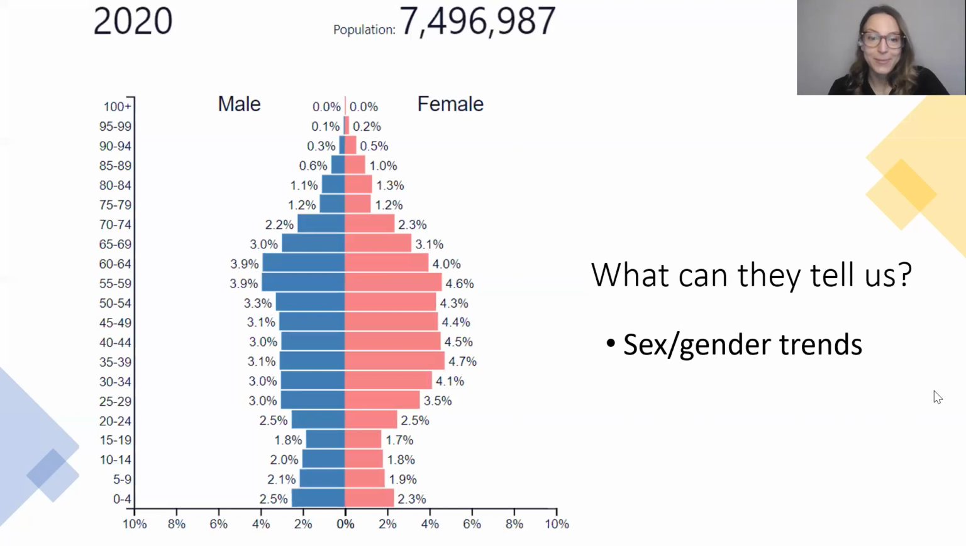Now, this population pyramid is Hong Kong. It's interesting to note because in a place like Hong Kong, life expectancy is fairly high. So you do see some proportion of the population reaching these older age categories. But what's going on here with the females? Why are there so many more females?